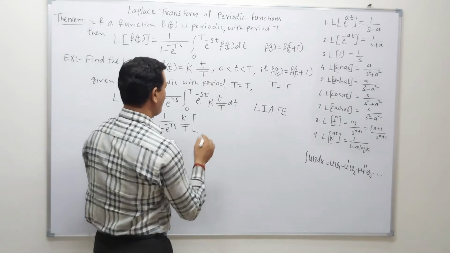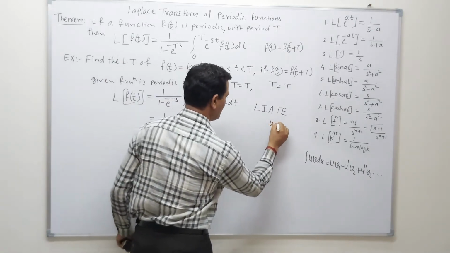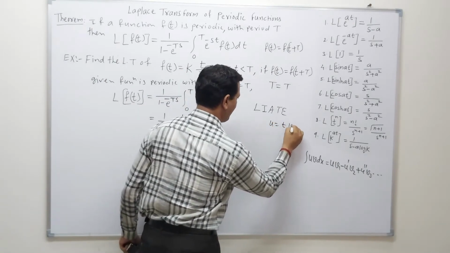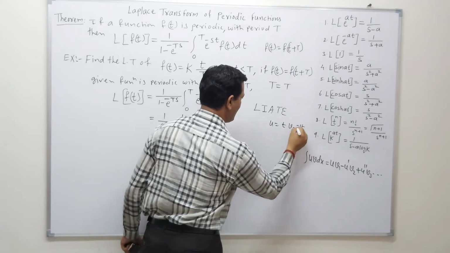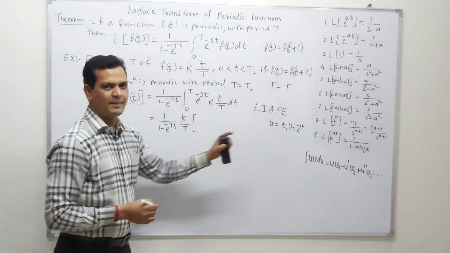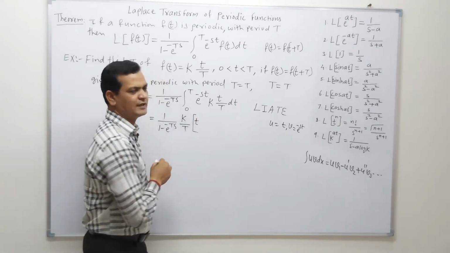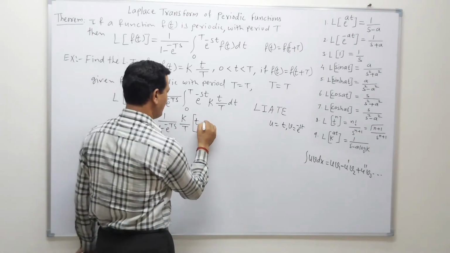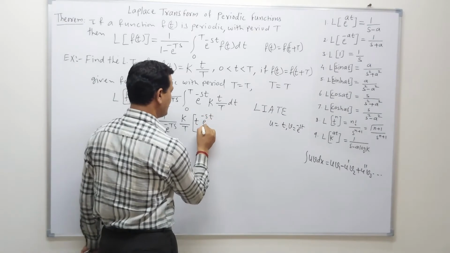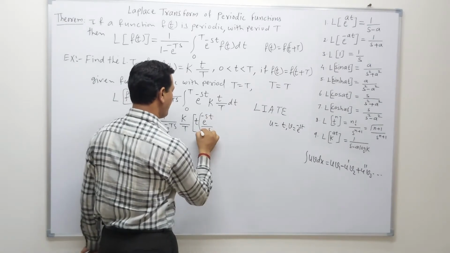So here the value of u is t and that of v is e raised to minus st. So now apply this rule. We get the answer to this term as: first function t, integration of e raised to minus st, which is e raised to minus st upon minus s.